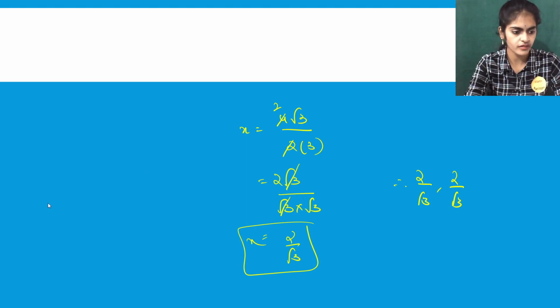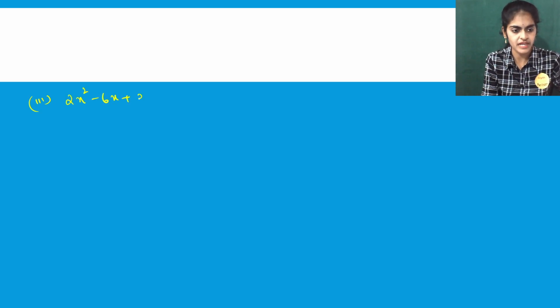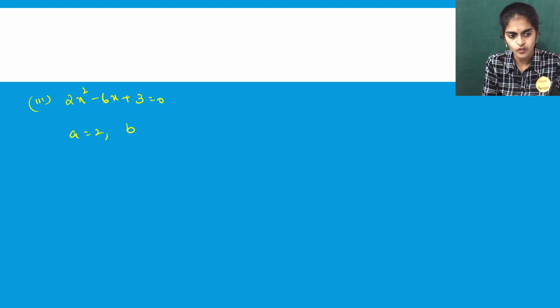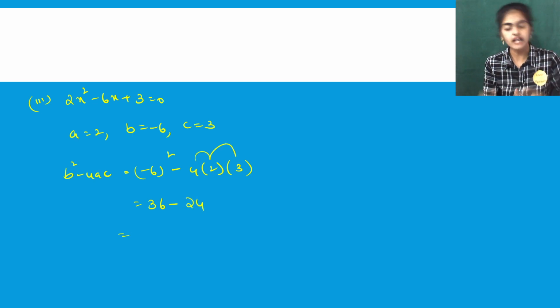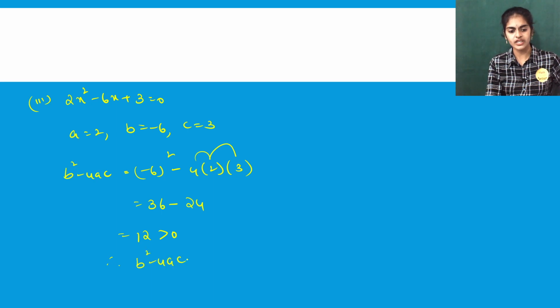So what do we have in the next question? The third one: 2x square minus 6x plus 3 equal to 0. Here a is 2, b is minus 6, c is 3. So b square minus 4ac is nothing but minus 6 whole square minus 4 into 2 into 3. So it is 36 minus 24. So here you are getting a positive value. Here it is 12, which is greater than 0. Therefore, b square minus 4ac is greater than 0.